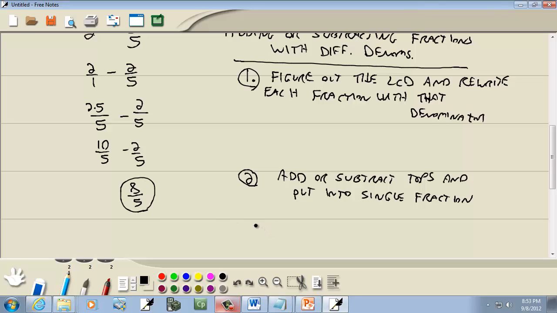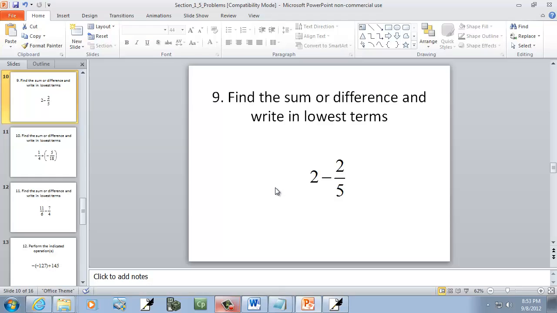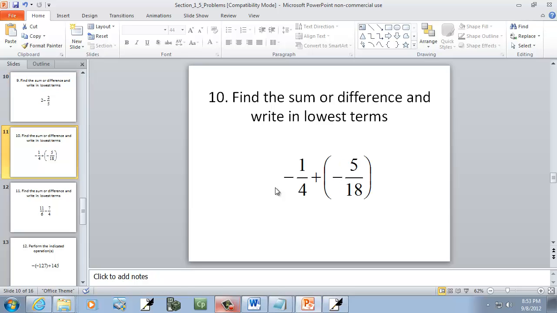Now I'm going to circle this because we're technically done with that one, but our third step would be to simplify the fraction. Reduce the fraction. You'll see different books call that different terms. But this one can't be reduced, so that's our answer. Okay, let's look at another one.